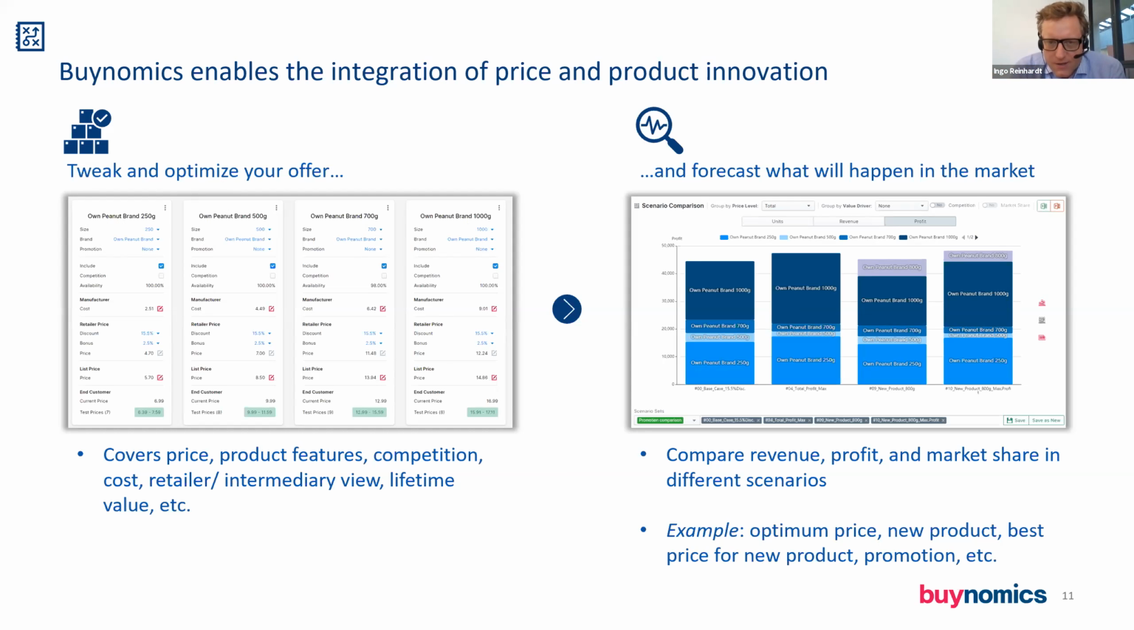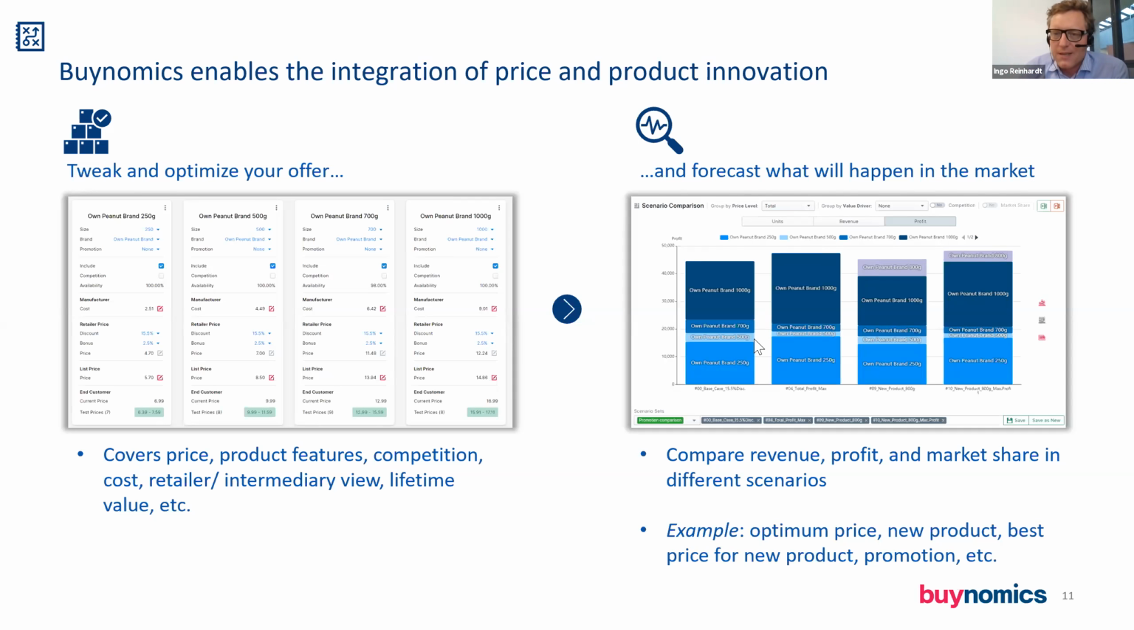So in this case, a new weight. And would it be better to add a new product, or would it be better to replace existing products with a new product? And typically today, these questions are answered separately. So how would a change in the portfolio affect profitability, for example, and how would a price change affect profitability? And with a solution like ours, it's very easy and straightforward.